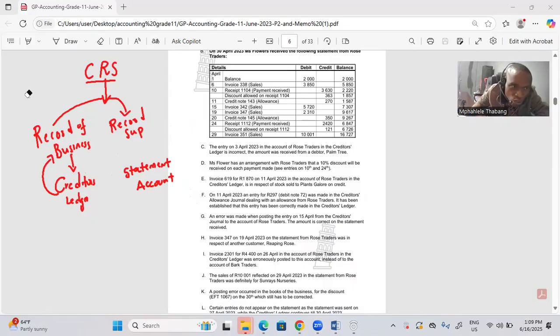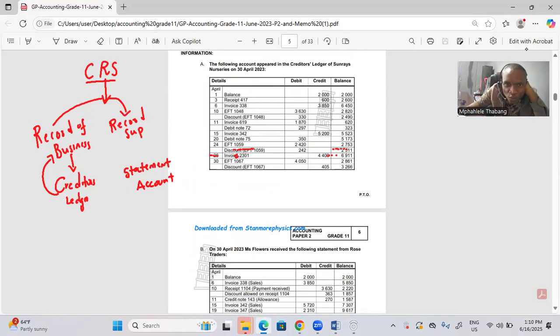Okay, so they are telling us about the entry in the creditors ledger. So we are going to go to the creditors ledger. We're going to look at the entry which occurred on the 3 April 2023. They are saying that entry is incorrect. The amount was received from a debtor, Palm Tree. So let us go to the creditors ledger because they are saying there is an entry on the 3 April 2023 which is incorrect.